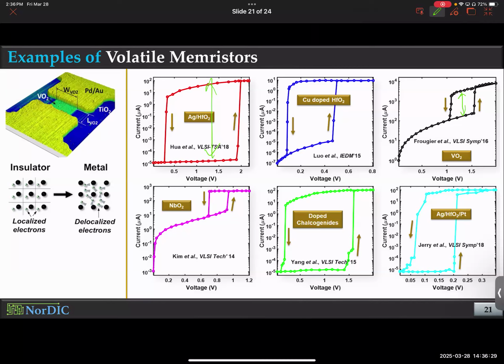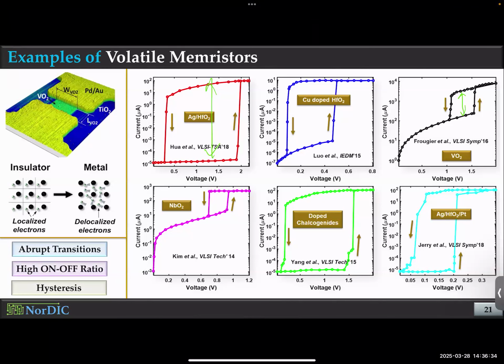Okay, and the reason for this type of transition is different, and a few reasons could be correlated electrons, which is often observed in vanadium oxide. Vanadium oxide is an interesting compound. Notice it's just a compound. It's not a structure like this one. Silver, hafnia, platinum is a structure. It's not a compound, is it? It's a structure. Silver, hafnia, platinum. So there is filament formation, all those stuff. But vanadium oxide is just a compound which shows you this type of characteristics.